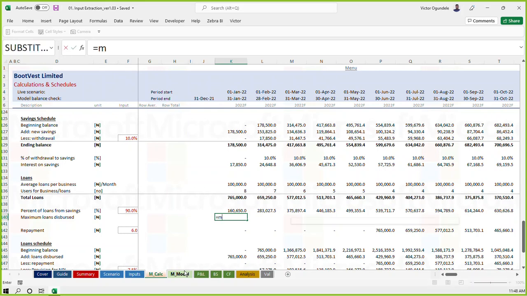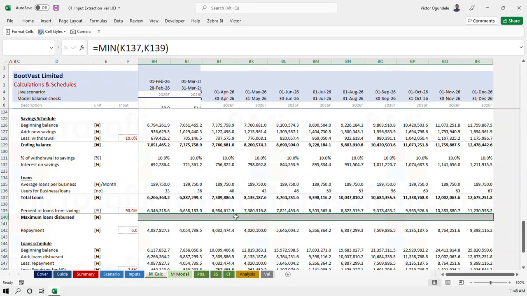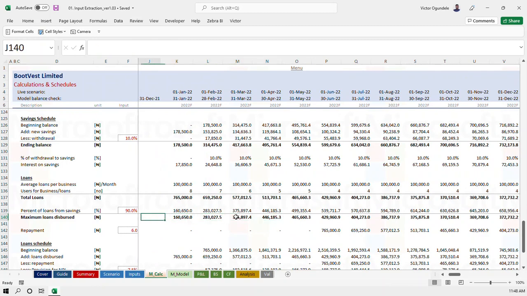So let's now use equal to mean of our total loans that we've calculated, comma, and this percent of our savings that we have in form of cash. Do you understand that? And close your bracket. Yes, I know some of us would have preferred to put everything inside one mean or max formula, but I think standard is saying always break things down. So these are maximum loans that can be disbursed at this particular period.